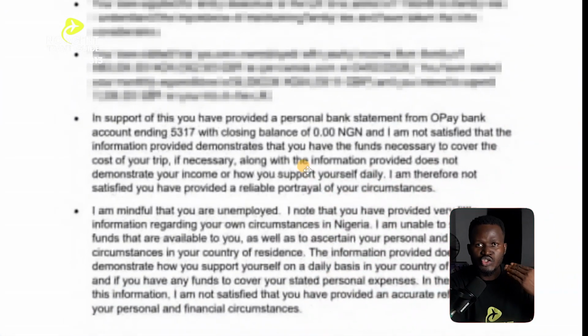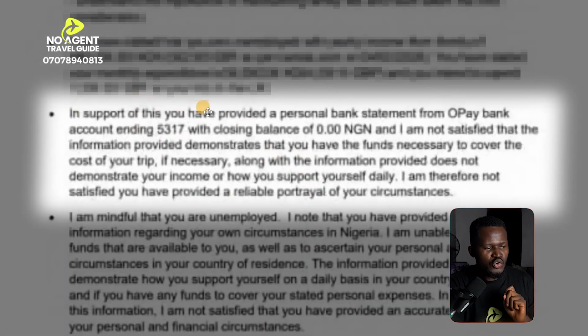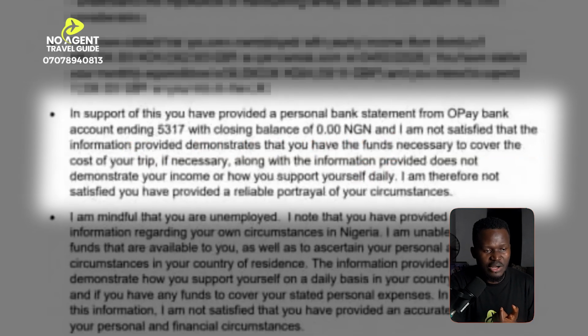Now, this is a UK refusal notice that a client brought to us just yesterday. She was refused a UK visa, and this is what happened. "In support of this, you have provided a personal bank statement from OPay Bank, account number ending 5317, with closing balance of 0.00 naira. I am not satisfied that the information provided demonstrates that you have the necessary funds to cover the cost of your trip. It, along with the information provided, does not demonstrate your income or how you support yourself daily. I am therefore not satisfied you have provided a reliable portrayal of your financial circumstances." This is the UK speaking.